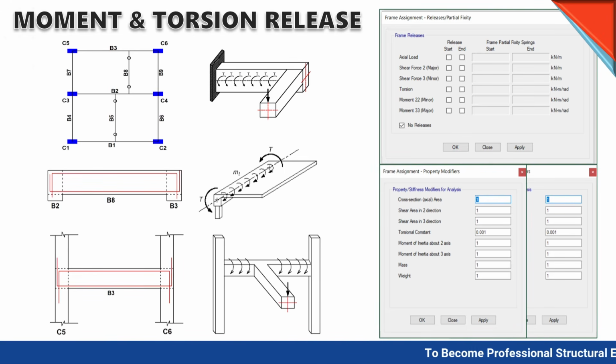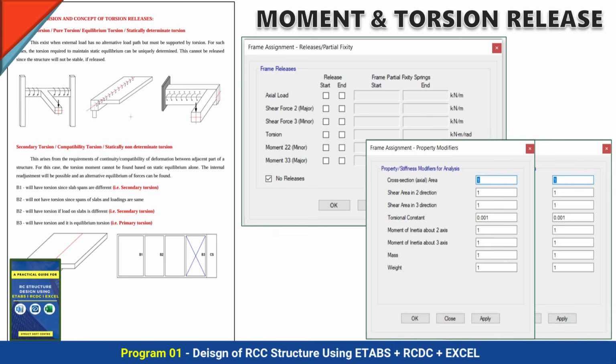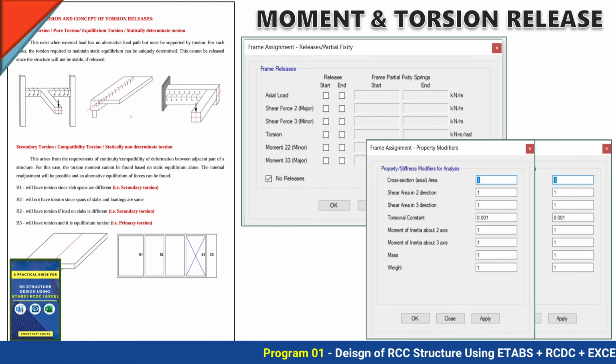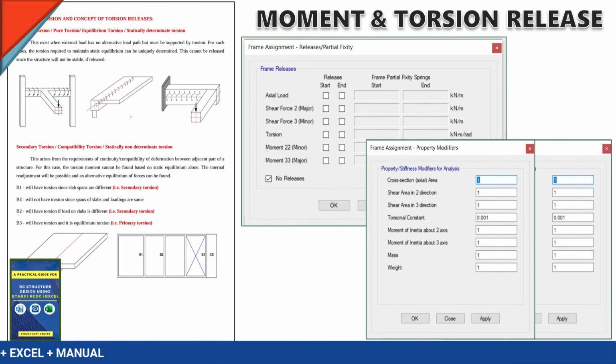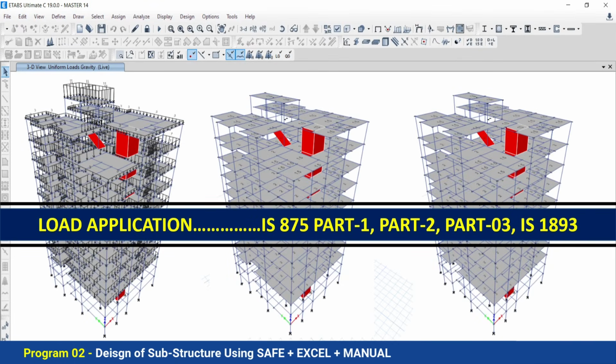How can you define it? By the moment release concept. So what is the meaning of the moment release concept? What is the meaning of the torsion release concept? What are the types of torsion? And what to do with the different types of torsion, when to release the torsion, when to consider the torsion, what is the behavior of your structure with torsion, without torsion, with moment, without moment. All those points we are going to cover in the light of our book, the practical guide, and its implementation in the Etabs software.